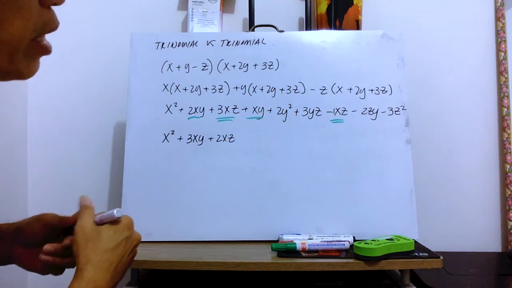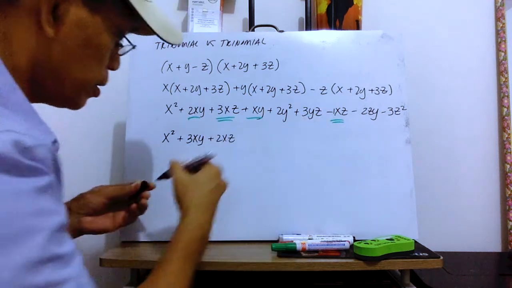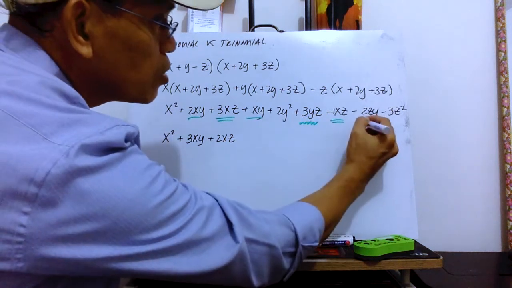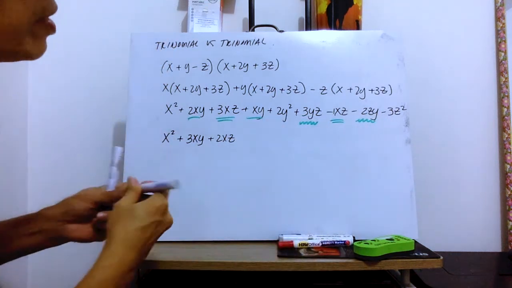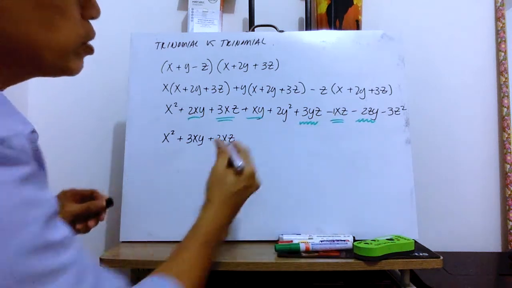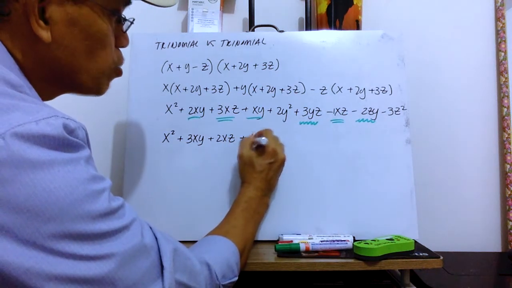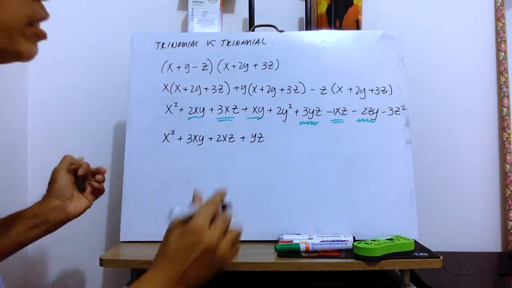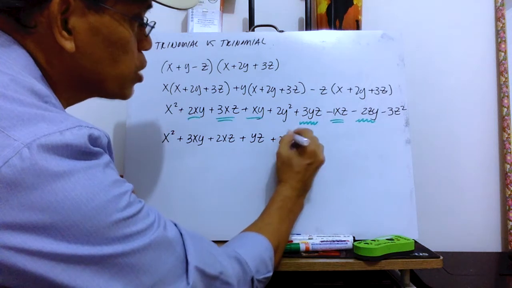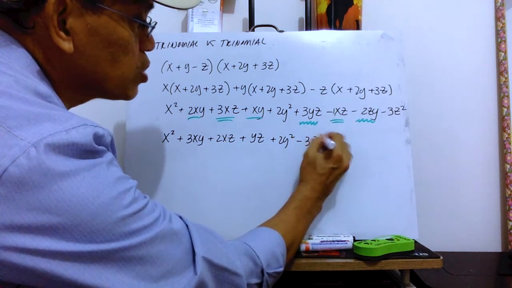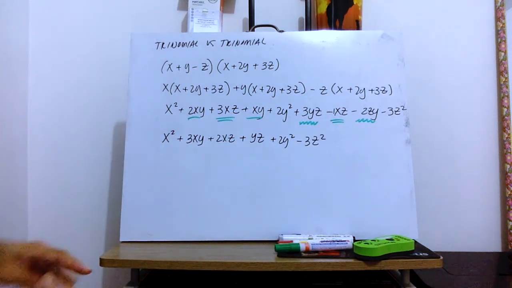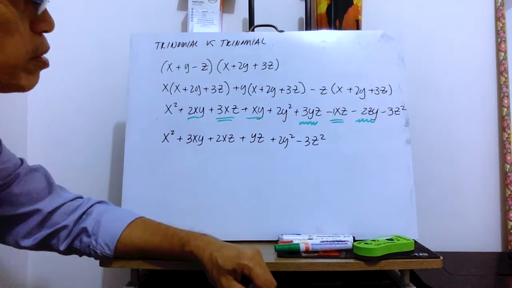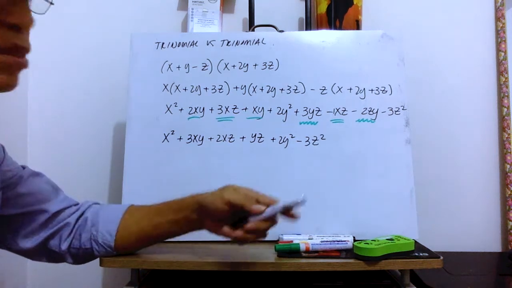And then we have here 3yz and then 2zy, they're the same. So 3 minus 2, that's 1, so plus yz. Okay, and then copy the other one, plus 2y squared minus 3z squared. There. That's how you do it. It's pretty long, but it's simple, still simple. Okay, you just need practice.